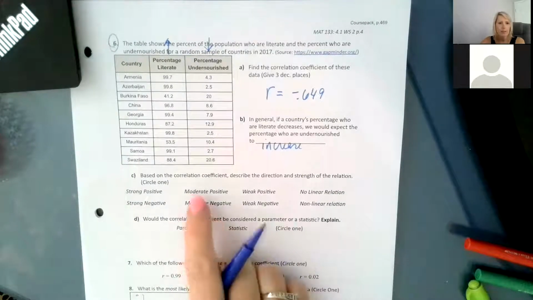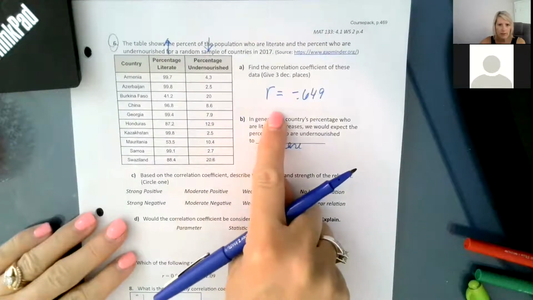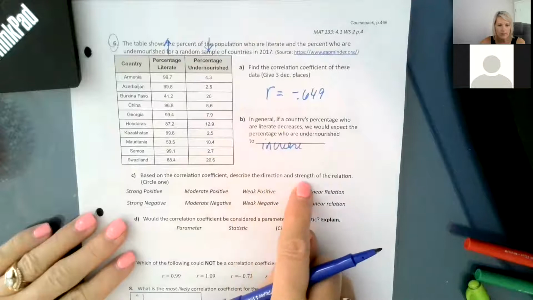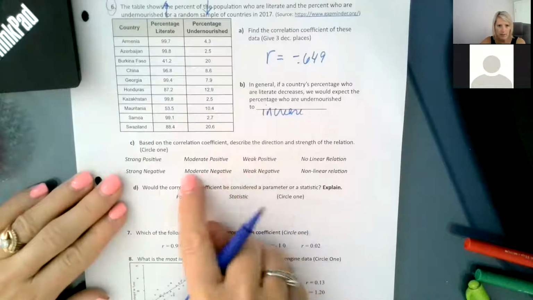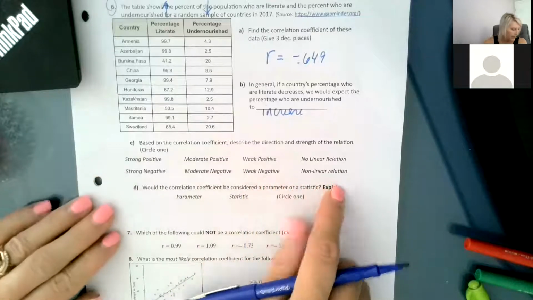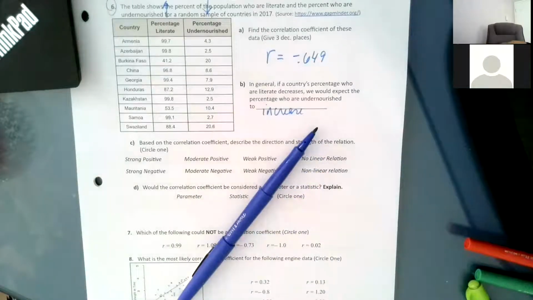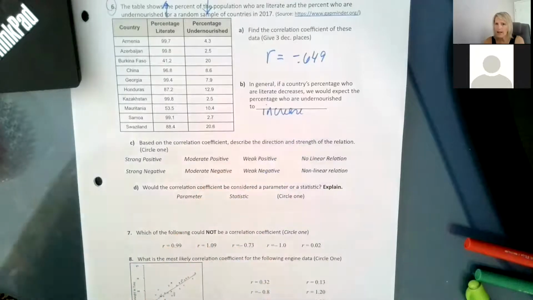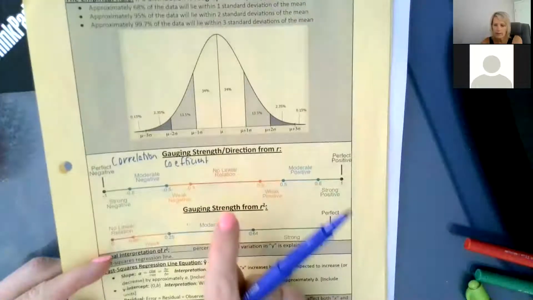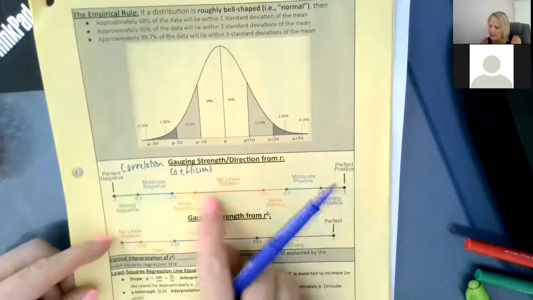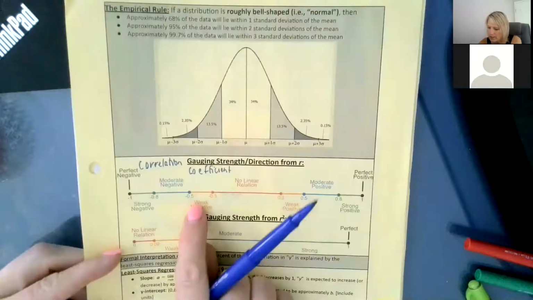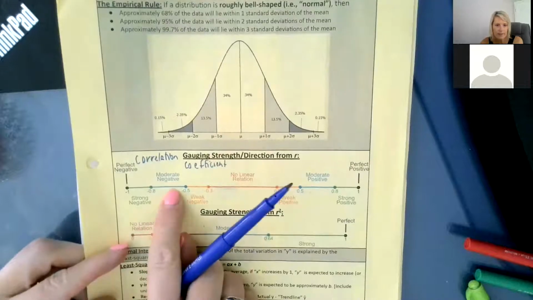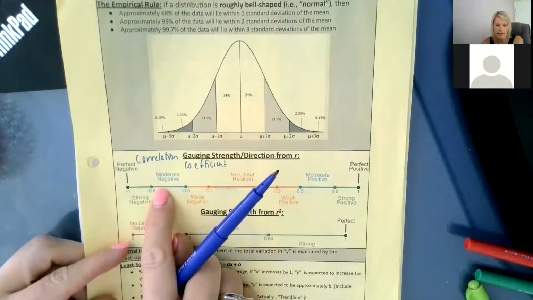Okay, so based on the correlation coefficient right up here, describe the direction and strength of the relation. So we know it's negative, right? We know it's going to be in this bottom row. And then we have to go back to our yellow sheet to help us decide what level it is. It's negative 0.649. So it looks like it's in here in this moderate. So it's a moderate negative.